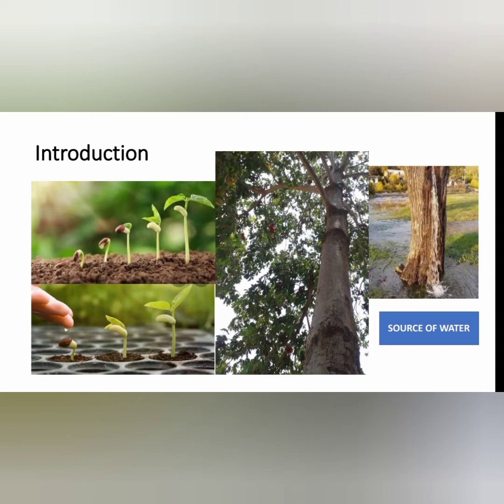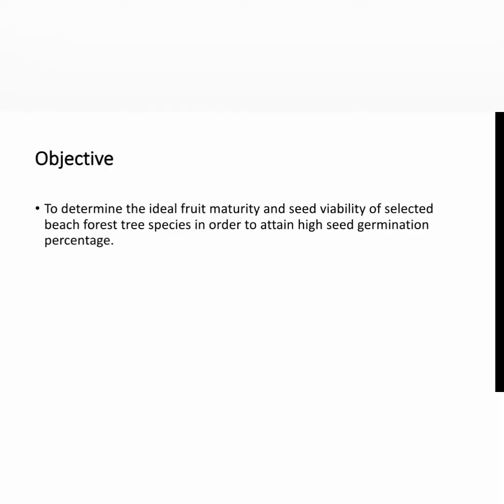By this study, the appropriate seed germination treatment of the different beech tree species could be known, and it will also help to increase the germination rate, which could help in the restoration of the degraded beech forest. The degradation of the beech forest is slowly becoming a concern with the different changes in the environment. The main objective of this study is to determine the influence of fruit maturity and the seed viability of the selected beech forestry species in order to attain a high seed germination rate.